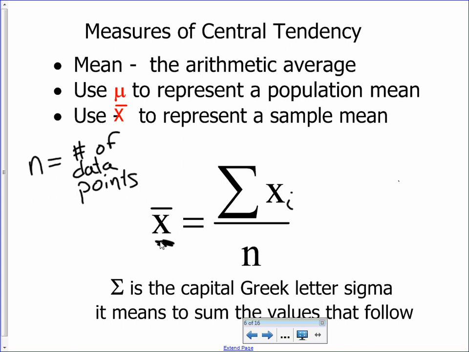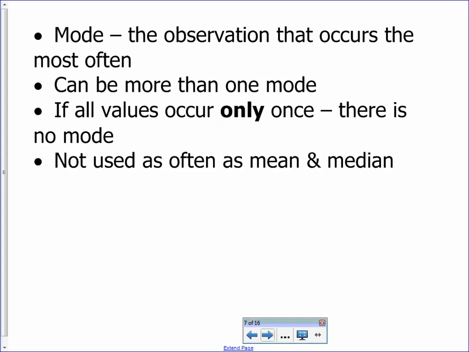So the big difference is we're going to use different letters. If we are talking about a parameter, if we're representing the entire population, we'll use mu. If we are talking about a sample, we'll use this symbol, which you call x bar. But we know how to find average. Mode is the observation that occurs the most often. There can be more than one mode. If all the values occur once, there is no mode. And it's not used as often as median.